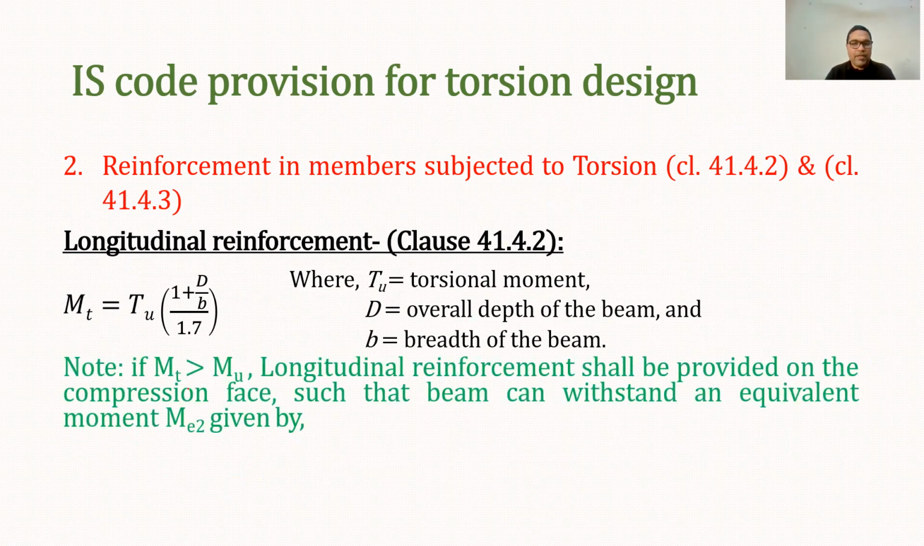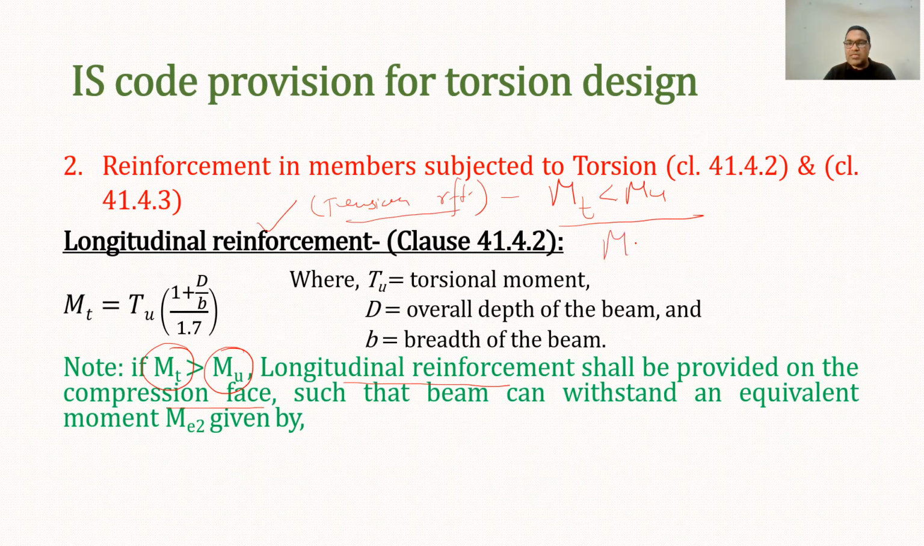Now we also have to see whether MT is more than MU or less than MU. By chance, if this MT value is more than the value of MU, then we have to provide longitudinal reinforcement on the compression face also. So till now we were talking about longitudinal reinforcement as the tension reinforcement. We will provide tension reinforcement when MT is less than MU. So first we have to compare this. If MT is less than MU, then only tension reinforcement will be provided.